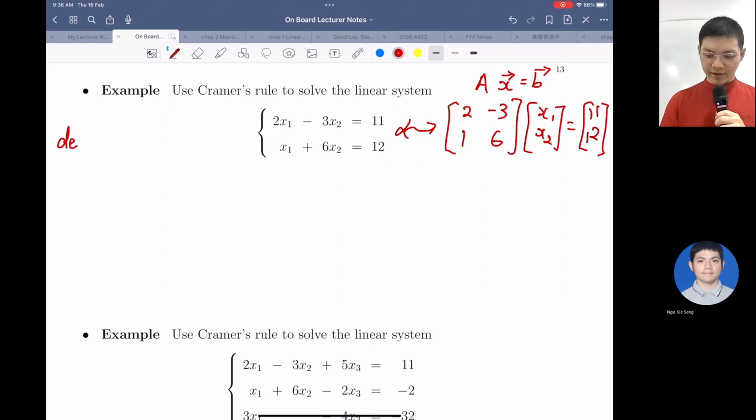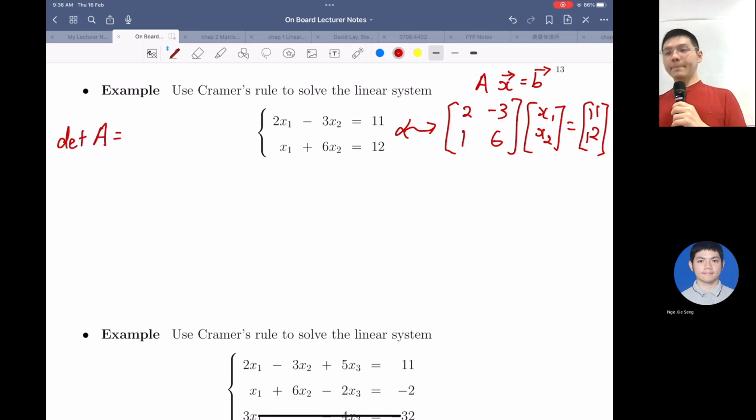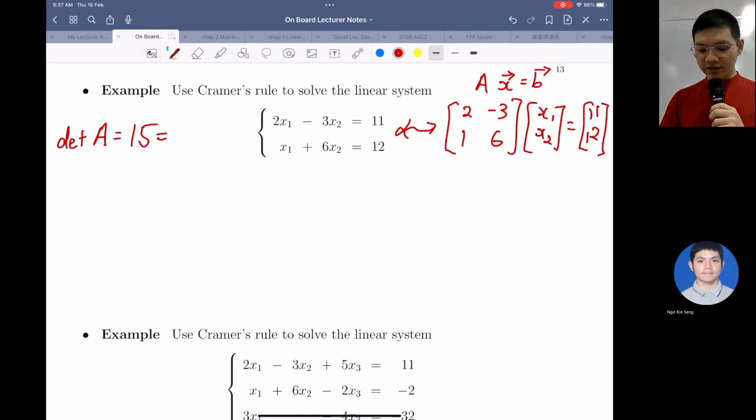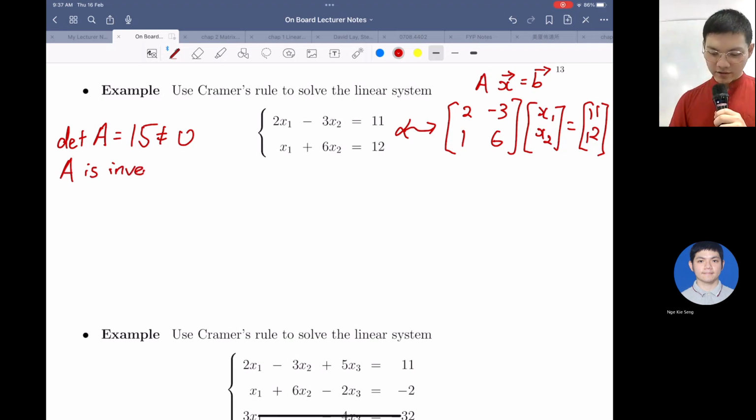What's the determinant of A? 15. Good. Yes, 15 is non-zero. From the first thing we said in the lectures, non-zero determinant means A is invertible. So if A is invertible, then Cramer's rule applies.